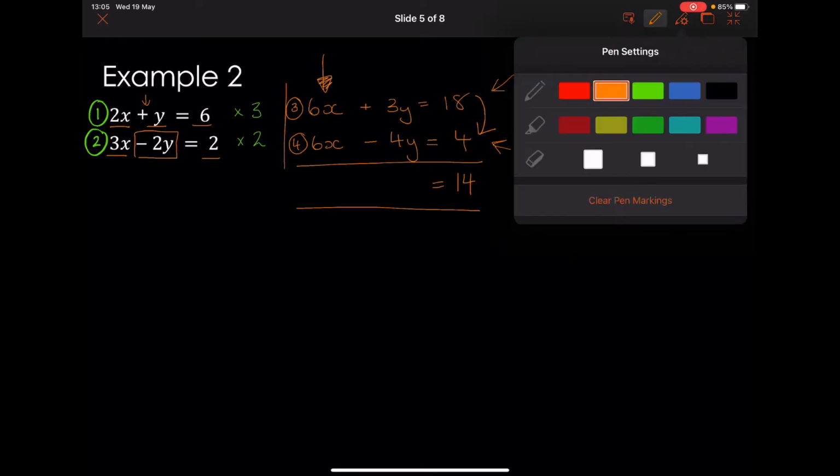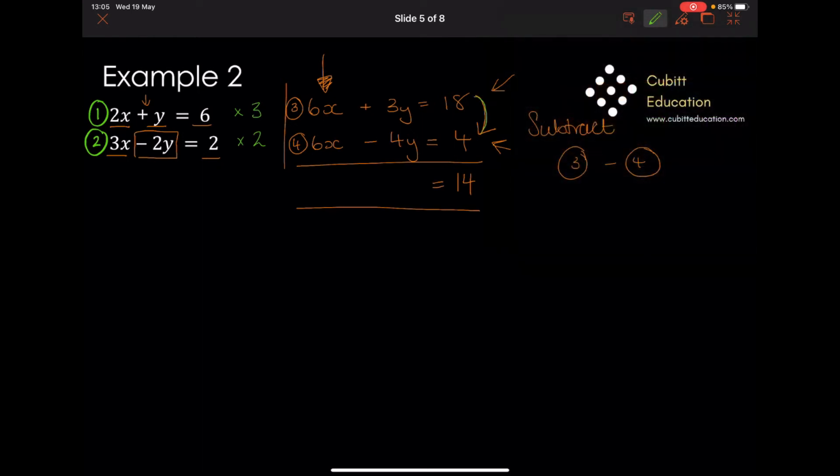I'm just going to change my colour so it's easier to see. Okay, so I've done 18 take away 4, which is 14. And then I'm going to do 3y. I'm going to write this down. 3y, and remember we're subtracting, and we're subtracting minus 4y.